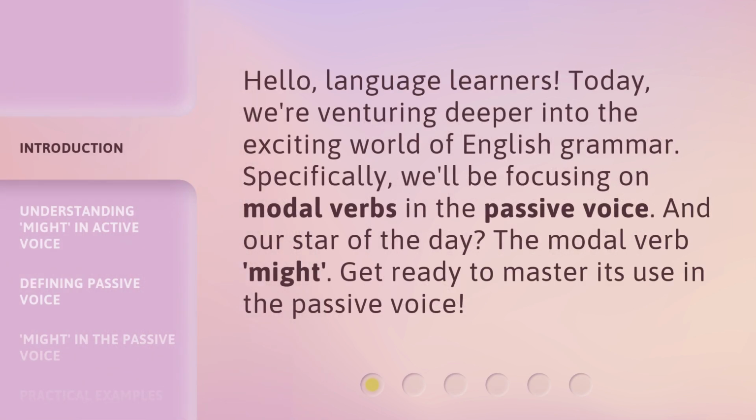Hello, language learners. Today, we're venturing deeper into the exciting world of English grammar. Specifically, we'll be focusing on modal verbs in the passive voice. And our star of the day? The modal verb, might. Get ready to master its use in the passive voice.